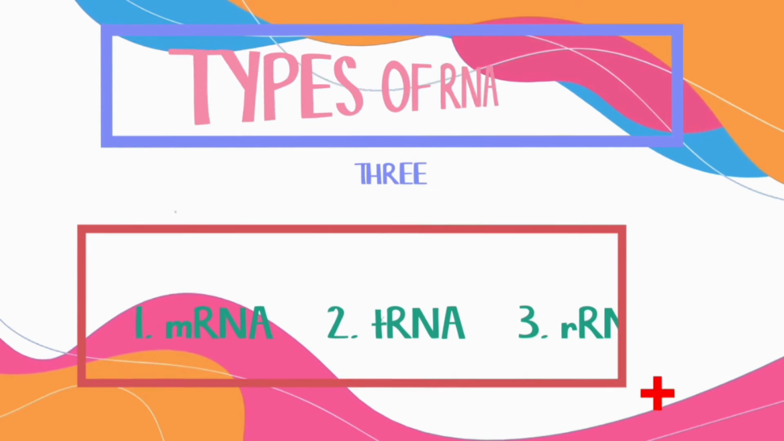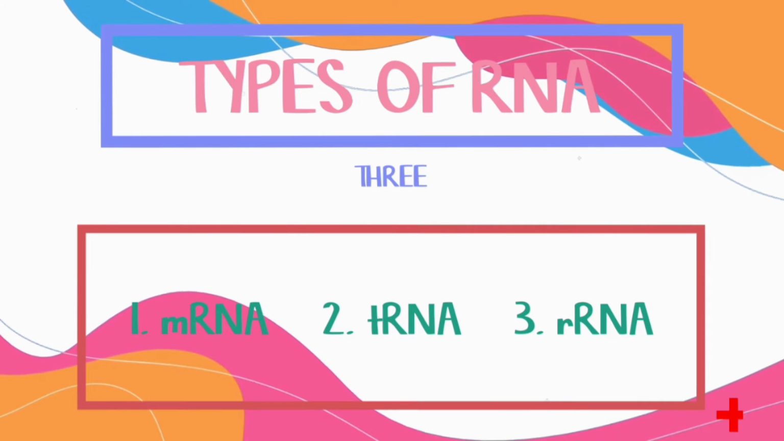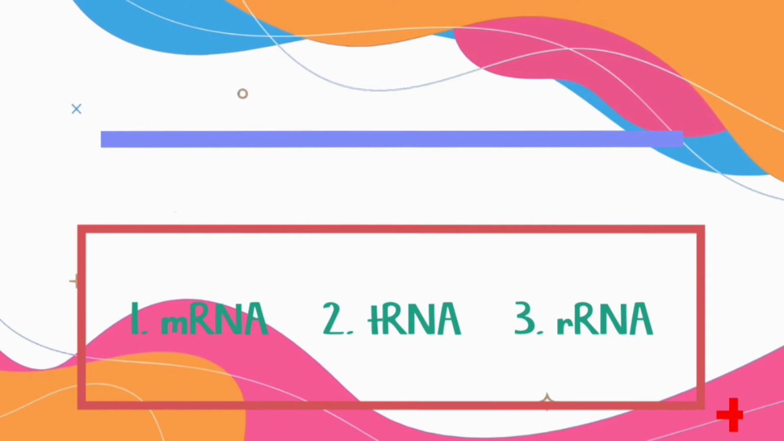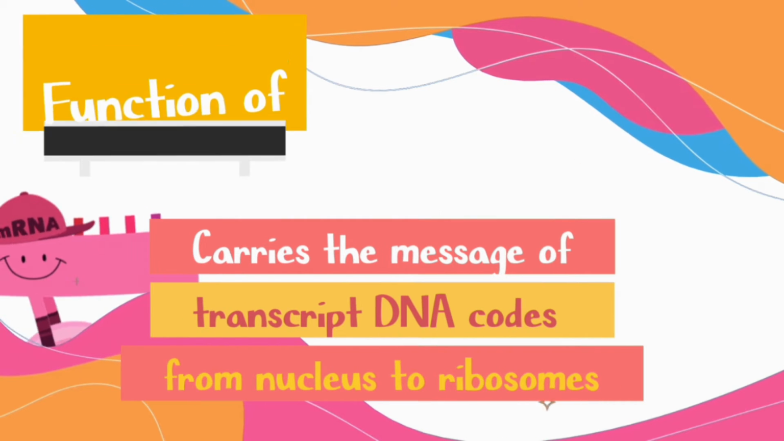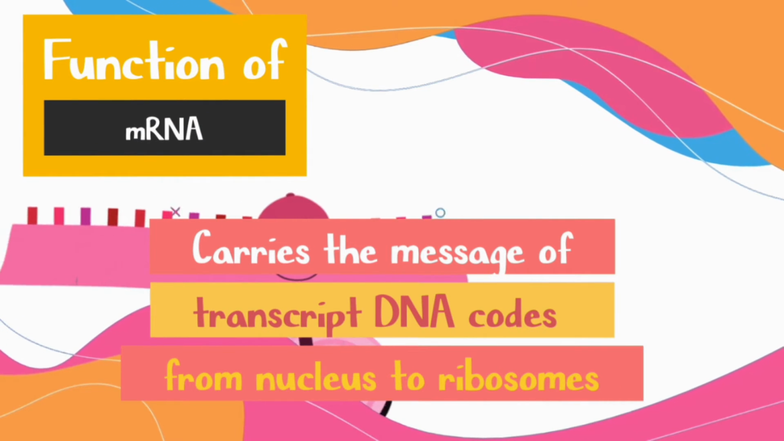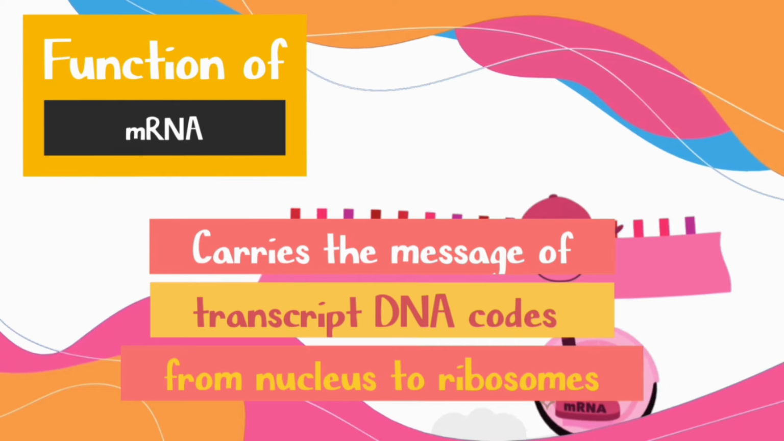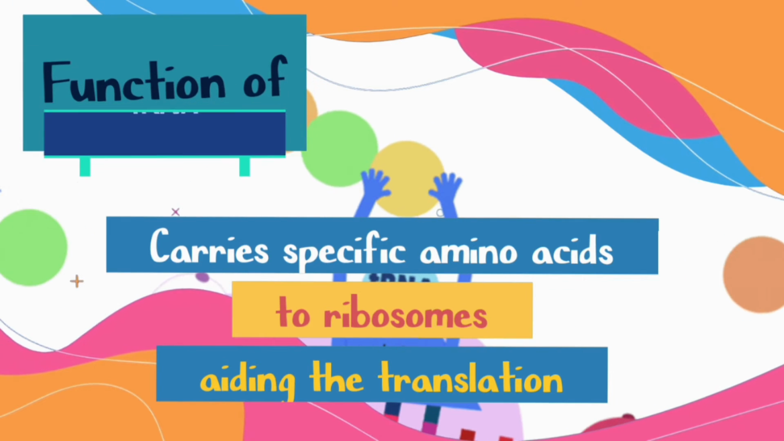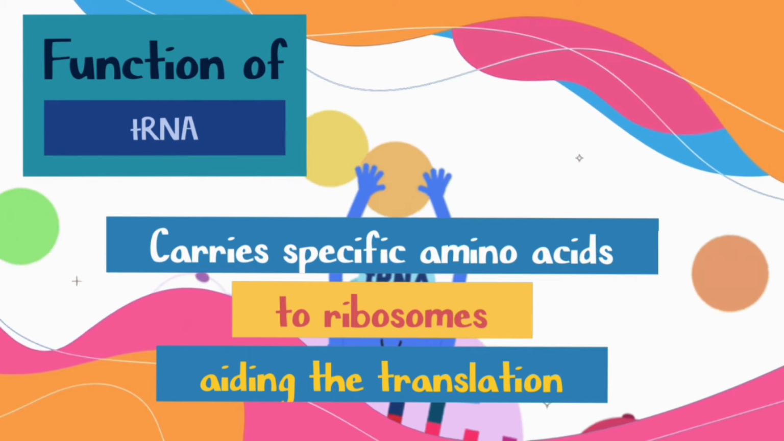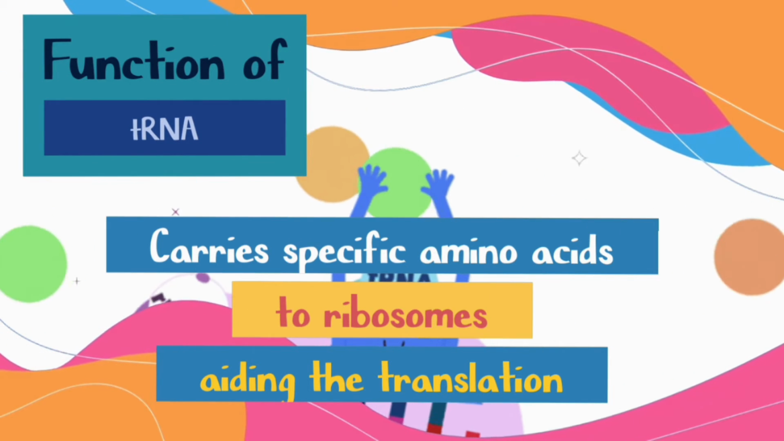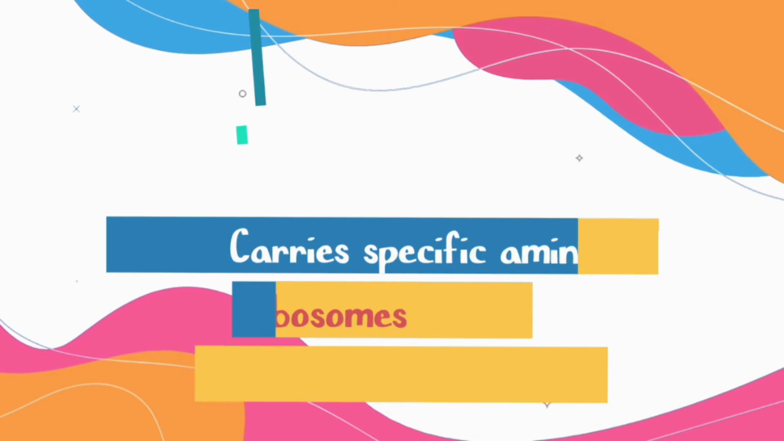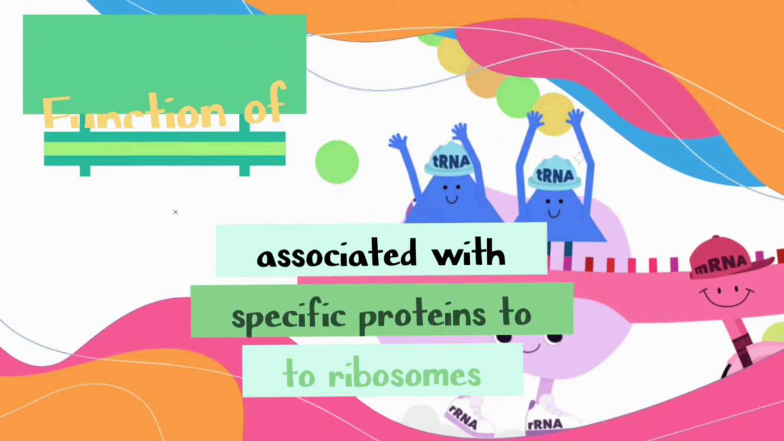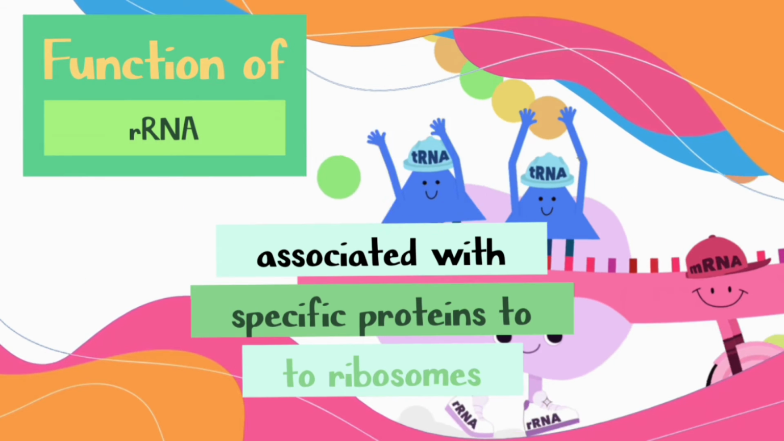There are 3 types of RNA. The first one is mRNA, second tRNA, third rRNA. The function of mRNA is to carry the message of transcribed DNA codes for polypeptides from the nucleus to the ribosomes. The function of tRNA is to carry specific amino acids to the ribosome, aiding translation. The function of rRNA is to associate with specific proteins to form ribosomes.